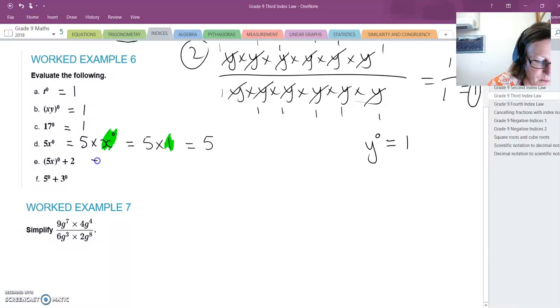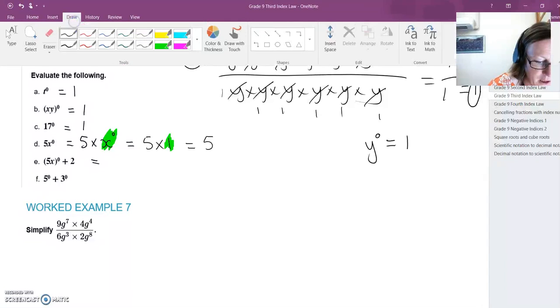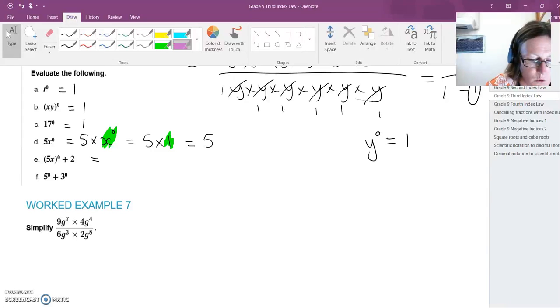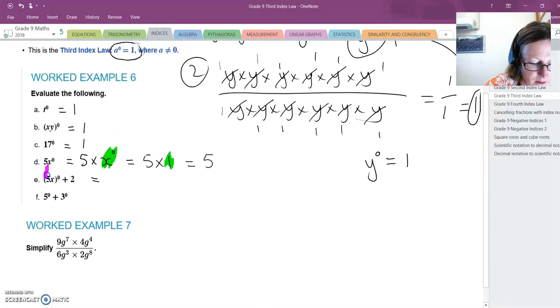Let's look at the next example. What I'm highlighting here in pink, all of that is raised to the power of 0, so all of that is equal to 1. So the pink bit is equal to 1, I then have to add 2, which gives me 3. This next bit, 5 is raised to the power of 0. Anything to the power of 0 is 1. So 5 to the power of 0 gives me 1.